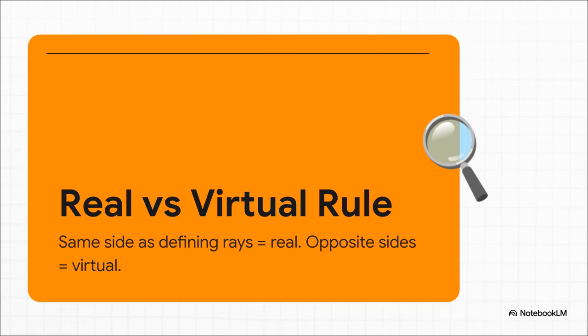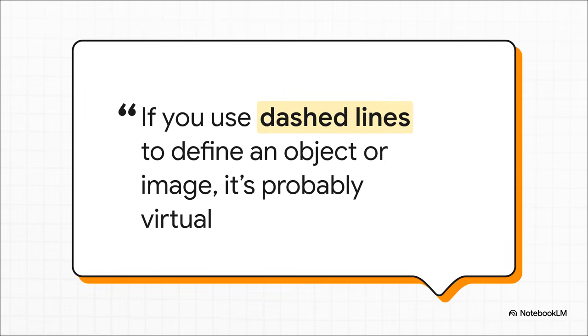Now look at the image that forms. Did the physical light rays actually travel to the side of the lens where the image formed? If they did, it's a real image. But if the image is sitting on one side and the physical light rays are completely stuck on the opposite side, that image is virtual. And this brilliantly illustrates our golden rule of optics. It's an incredible pattern recognition strategy for the exam.